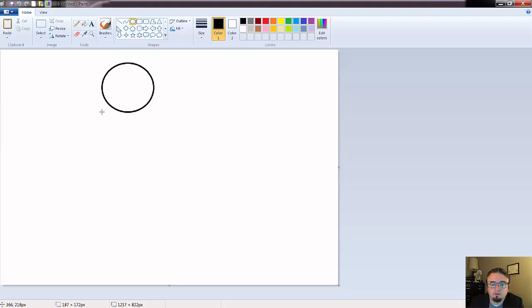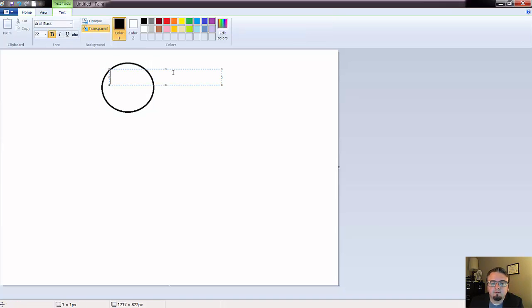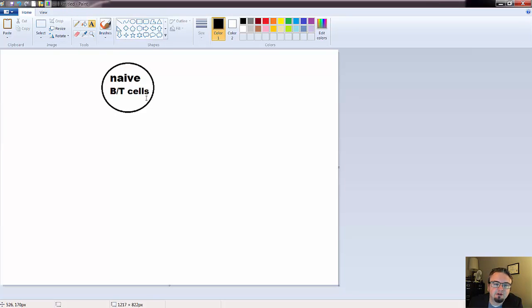prior to being first exposed, we back up here, we have what are often referred to as naive B and T cells. And generally these are cells that have yet to be exposed to any sort of foreign antigen. So in other words, they've never actually had any sort of encounter with a foreign substance. Okay, so what happens with these cells is they start out in this naive state. Now, we'll talk more about how they come to be shortly.